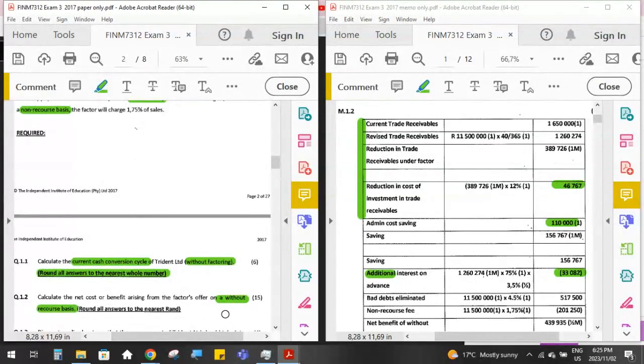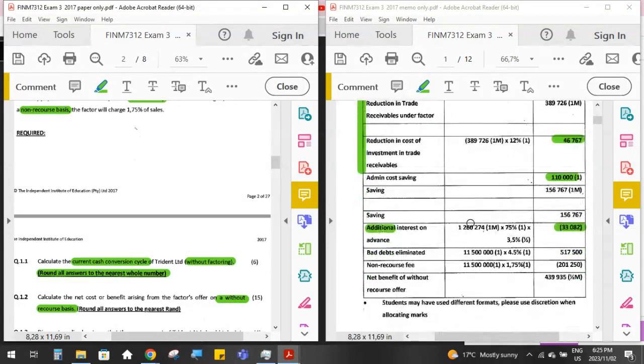The company will no longer have a bad debts expense in their books because the factor will be bearing that entire cost because they signed the contract on a without recourse basis. So we work out the total sales for the year times 4.5%. I am going to have a savings of 517,500 because I am now no longer going to have a bad debts expense at all.